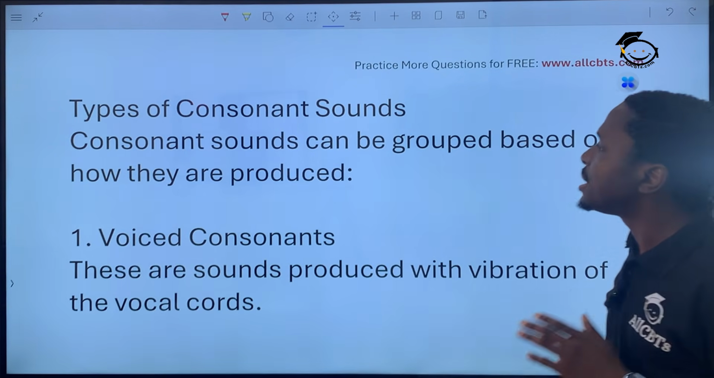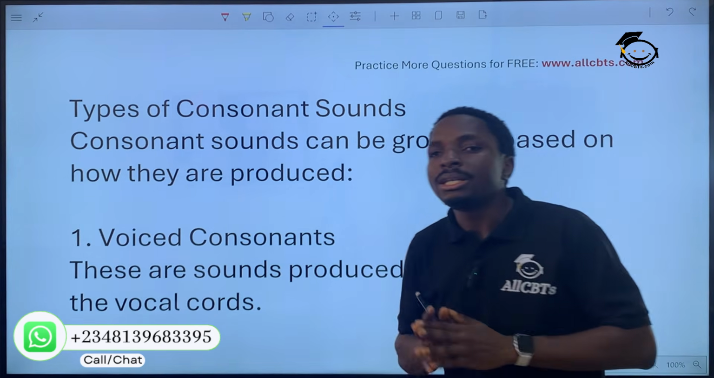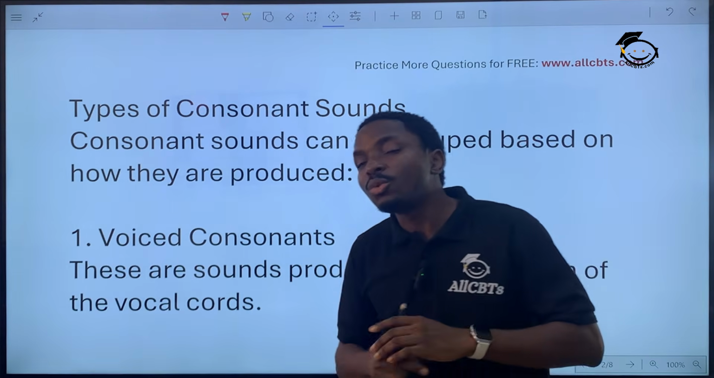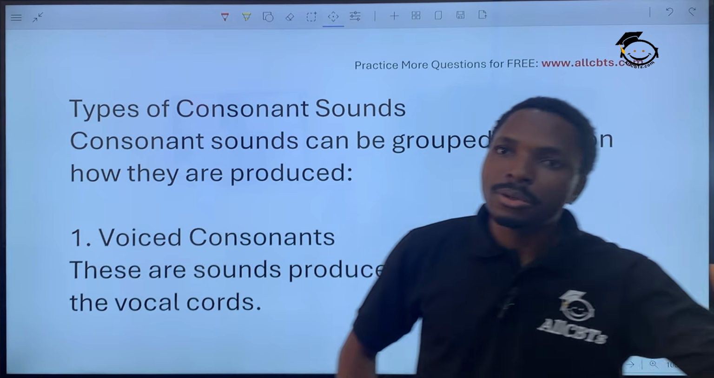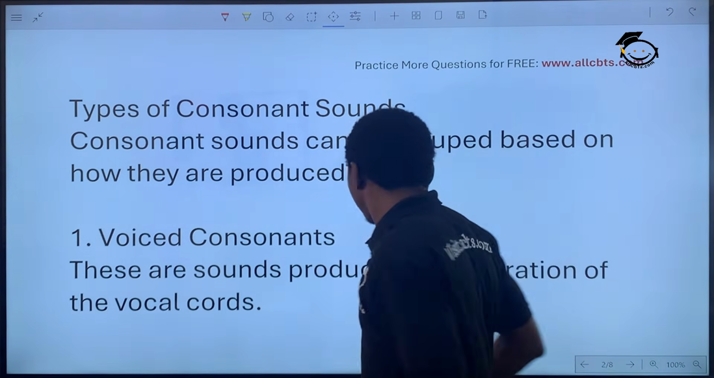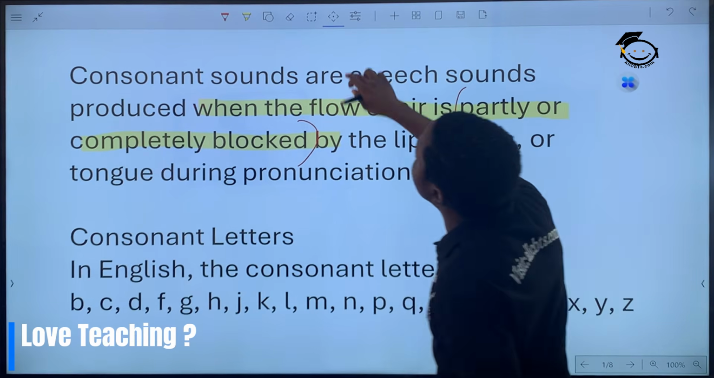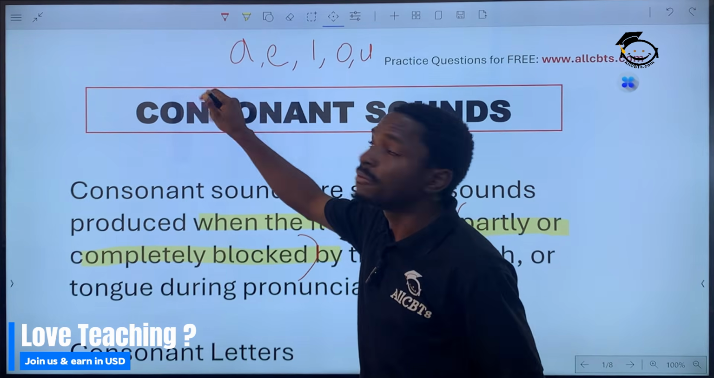Now, types of consonant sounds. Consonant sounds can be grouped based on how they are produced. Before we get into this, let's do a quick exercise to separate consonant sounds from vowel sounds. I'm going to call out these letters. Let's start from the first one.